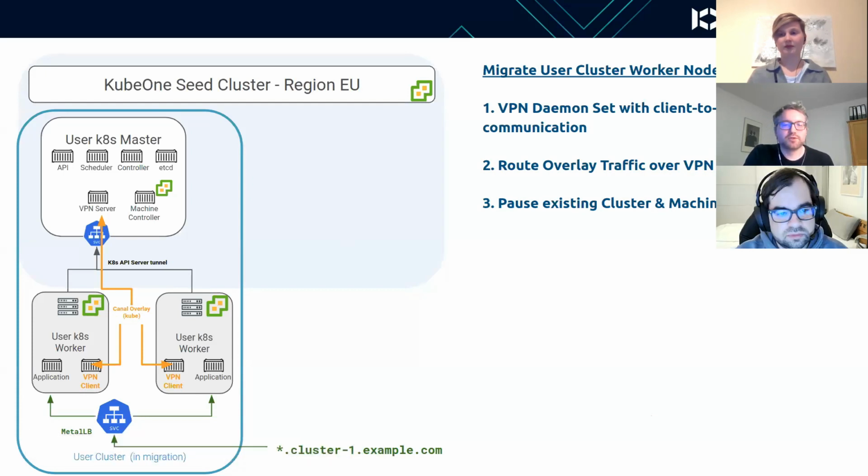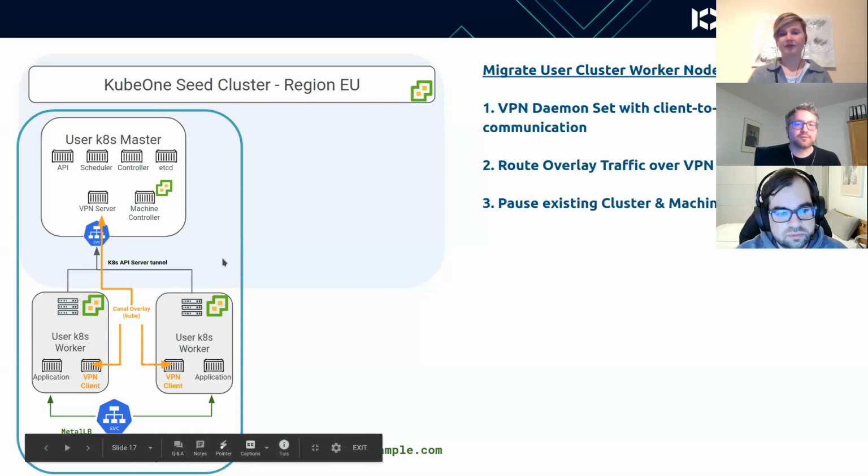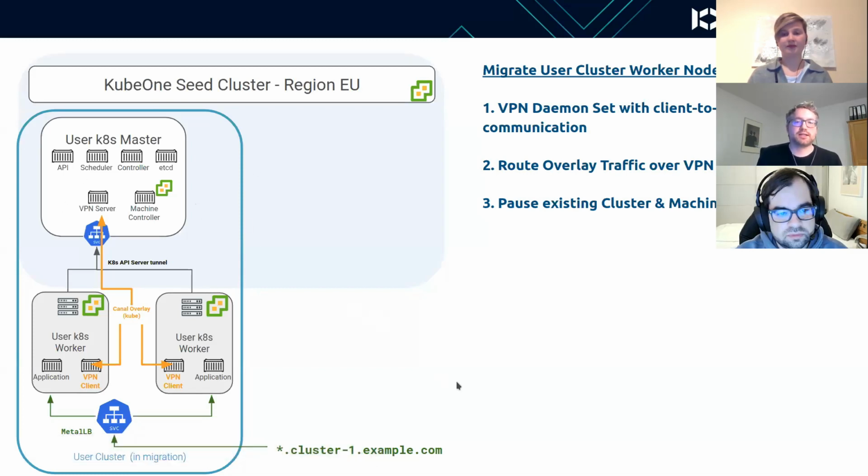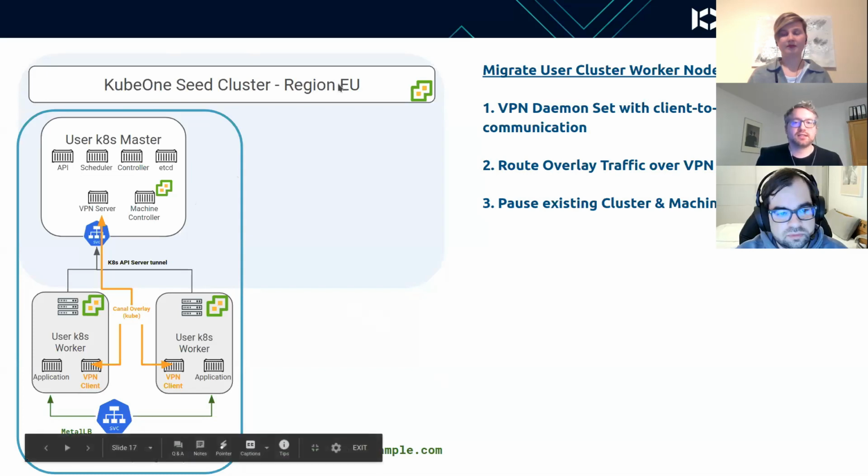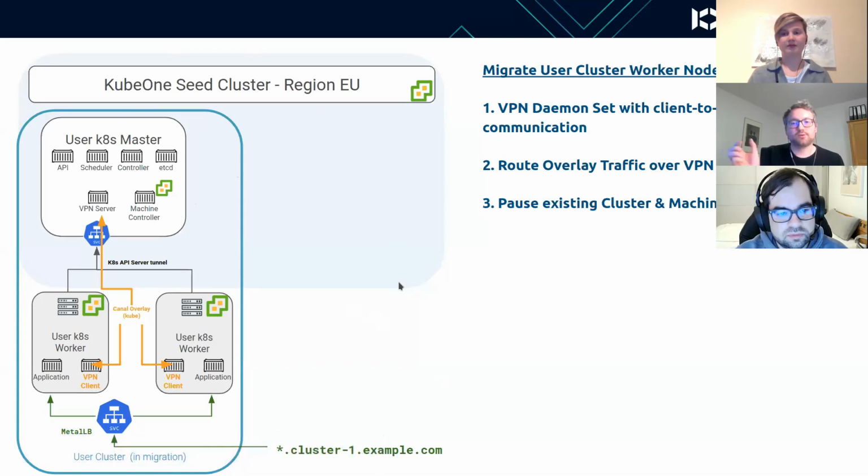Might not be the most performance-oriented solution, but it works well, and it doesn't really drop any packets in our experience. And then you will pause the existing cluster and machine deployment resources. So the whole user cluster, the thing in the blue box, is defined by a cluster CRD within this C cluster, and there's an option where you can set it to pause equals true.